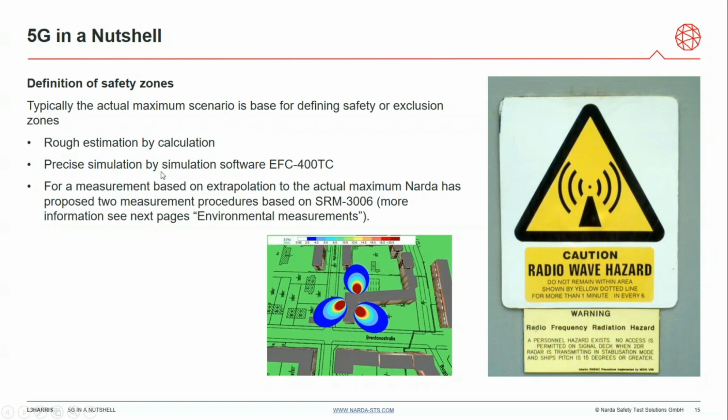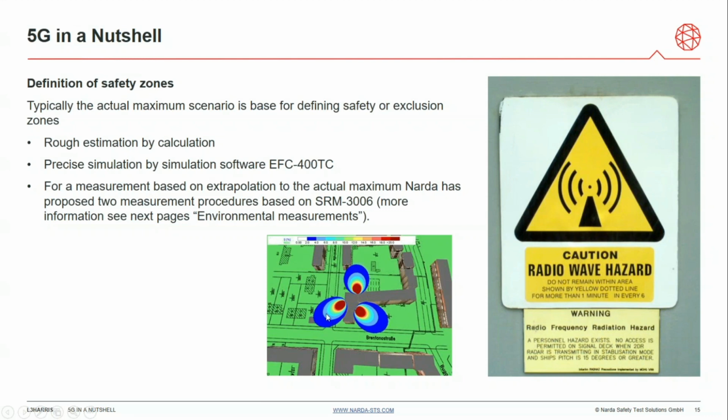More precise is a simulation by respective software, which we are also selling, the electromagnetic field calculation software 400 TC. Here's a little picture which allows a more realistic simulation. So basically, it's the solution of the Maxwell equations, so it's a correct mathematical calculation and approximation of the reality.